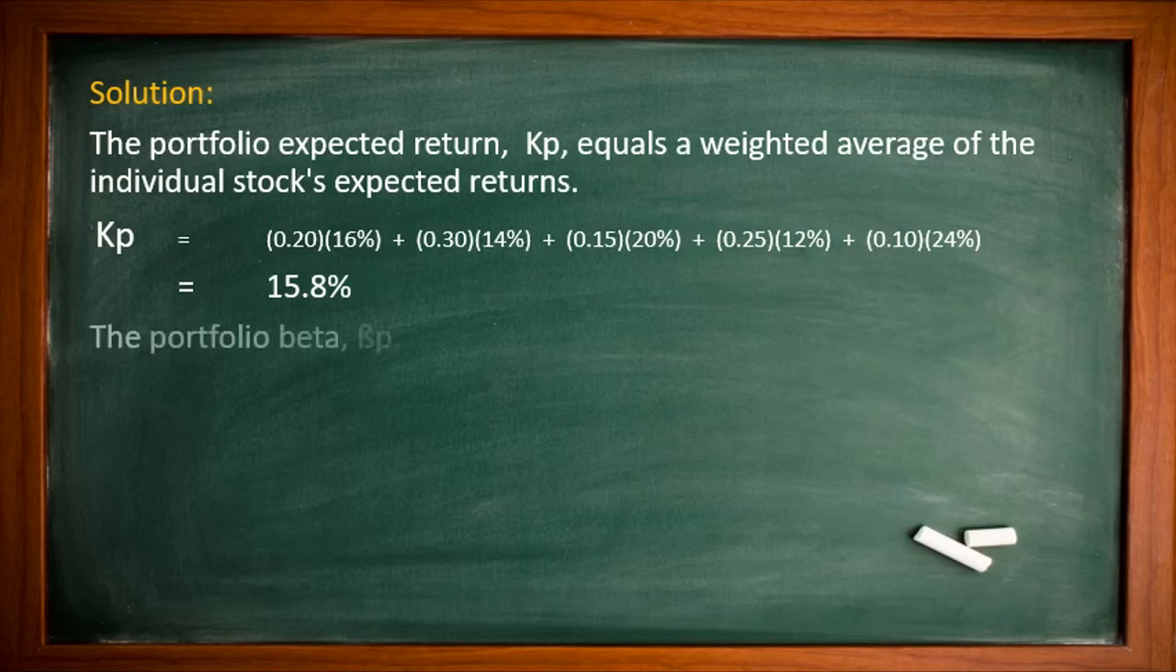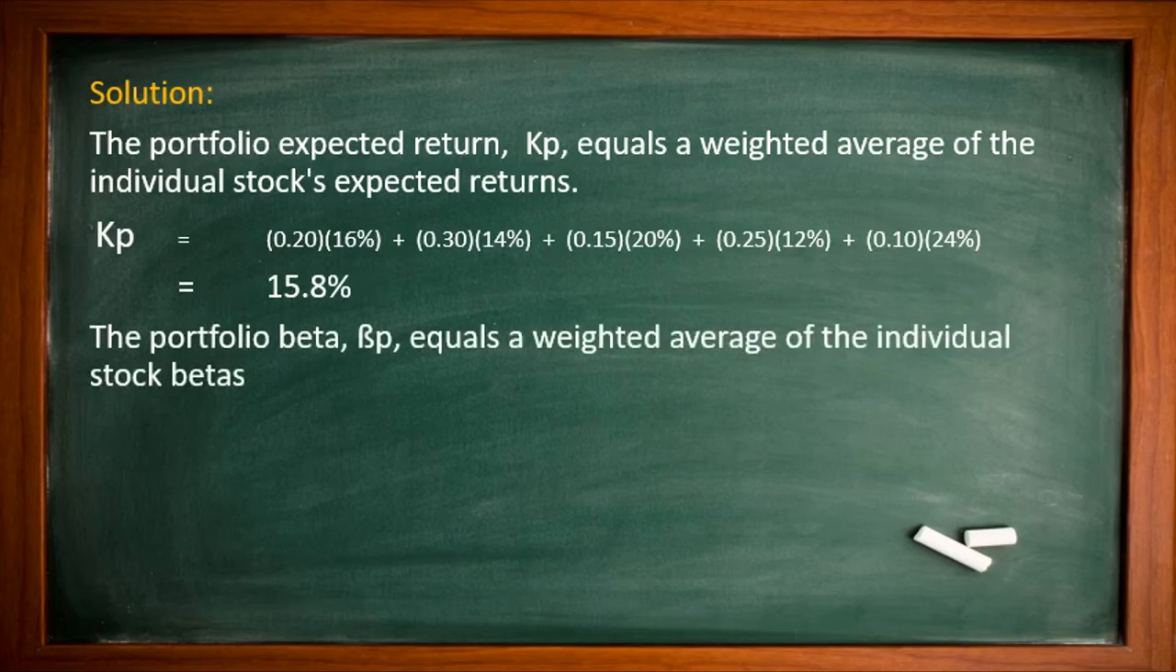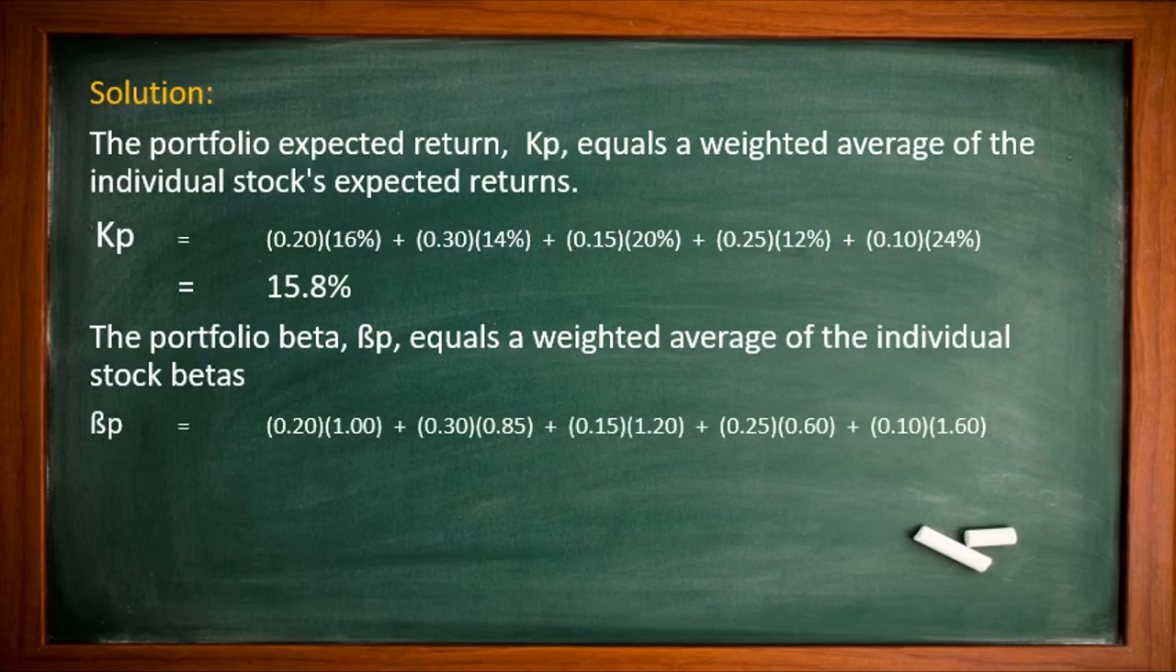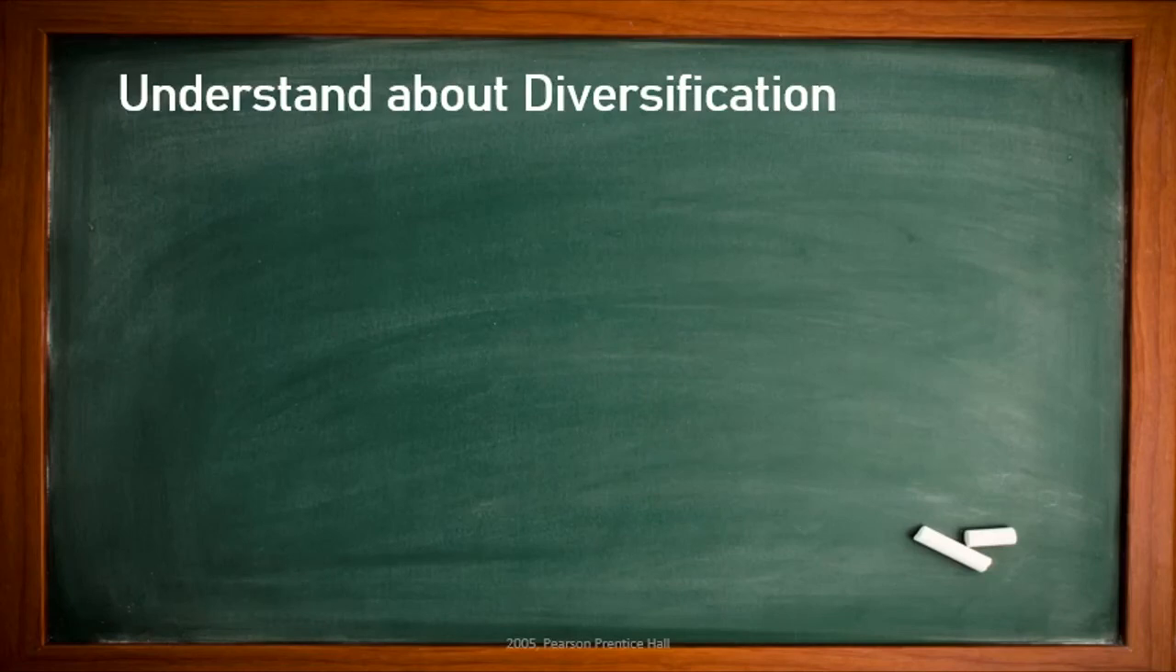Let's go through the risk as well. The portfolio beta, beta P, is equal to the weighted average of the individual stock betas. We calculate in the same way: the proportion of investment in the first one, then the risk was 1. For the second project, we have a 30% investment, and the risk was 0.85. For the third investment, you are investing 15% of your money and the risk was 1.25. For the fourth investment, you are investing 25% of your money and the risk was 0.60, and 10% you are investing with the risk 1.60, which is very high. So the value coming out for portfolio beta is 0.95. It means we are going to reduce our risk.